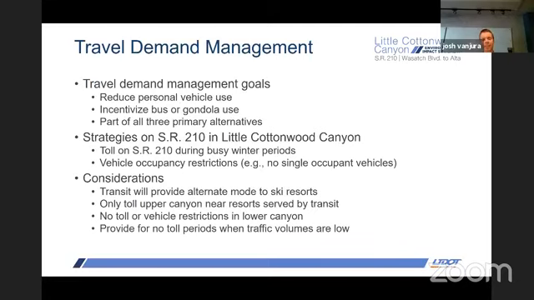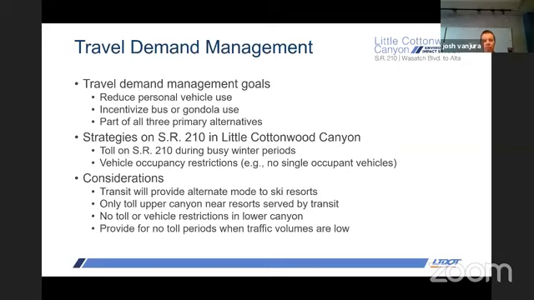The other option is implementing essentially a congestion-based pricing model. This is similar to what you see on the HOV lanes on I-15 currently: during busy periods, the tolls would go up, and during non-busy periods, they would go down. So in this situation, on a Saturday of President's Day, when we have extremely high demand, the toll would be higher. And then on a random sunny Tuesday at 11 a.m. in March, potentially there's no toll. So those are some of the considerations.